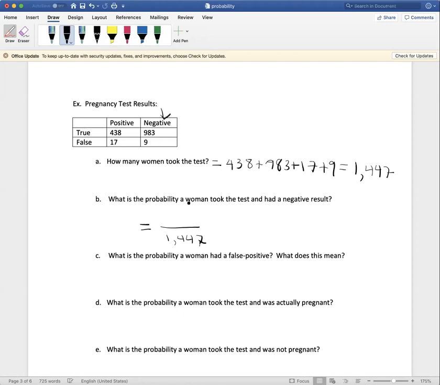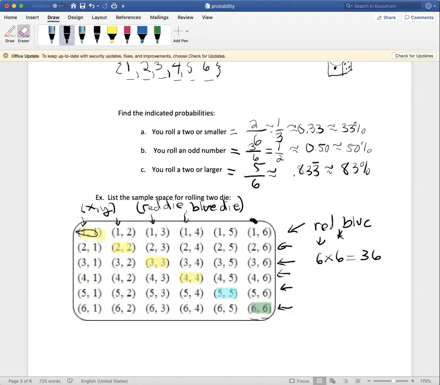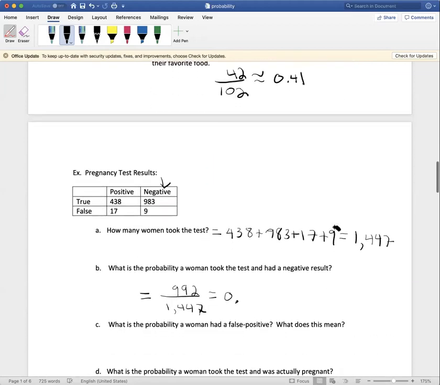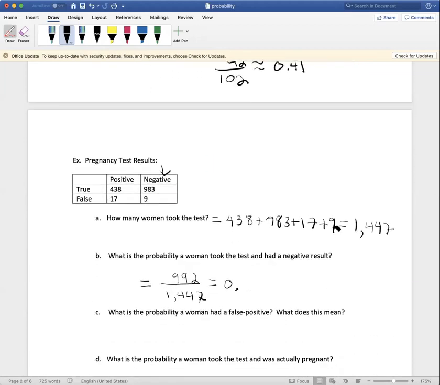When you add together 983 plus 9, we get a total of 992. So we have 992 out of 1,447. And that gives us 0.685, which if we round to 2 decimal places, we get 0.69. So we have 0.69.